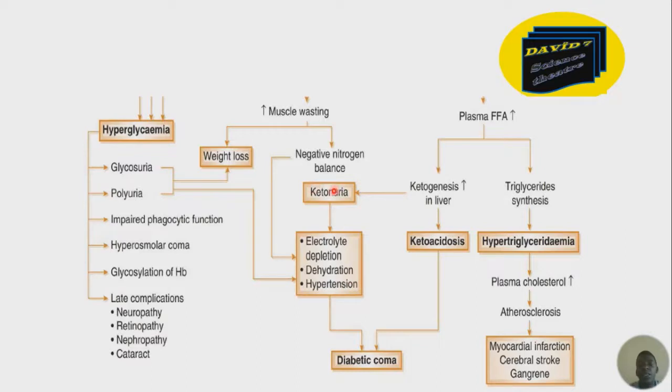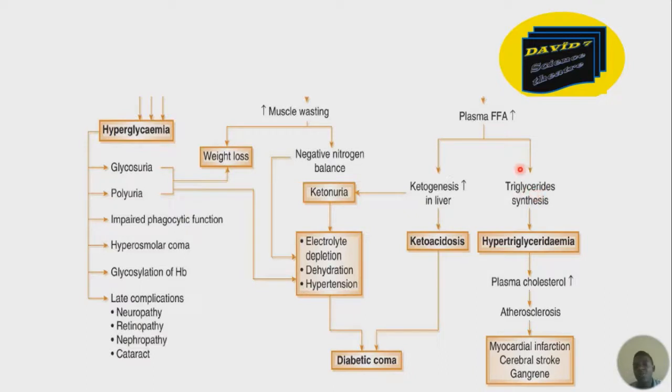Then we have ketonuria. How does it come about? It comes from the increased plasma free fatty acids. When plasma free fatty acids are increased due to insulin deficiency, we get ketogenesis in the liver. We form ketone bodies in the liver, which have two effects: ketoacidosis and ketonuria. So ketoacidosis, in combination with ketonuria, will end up causing diabetic coma. I'm explaining this. I hope you're following.